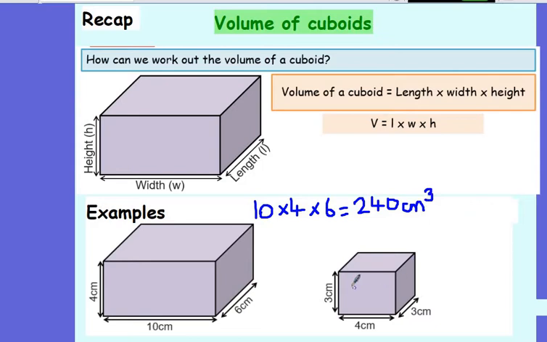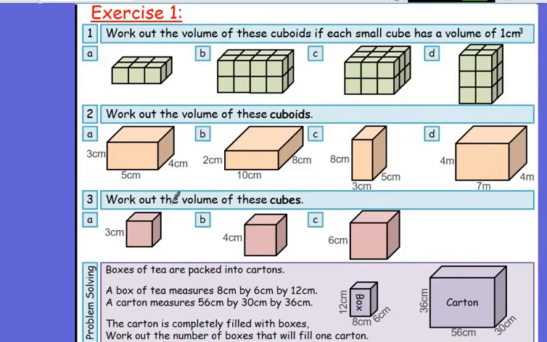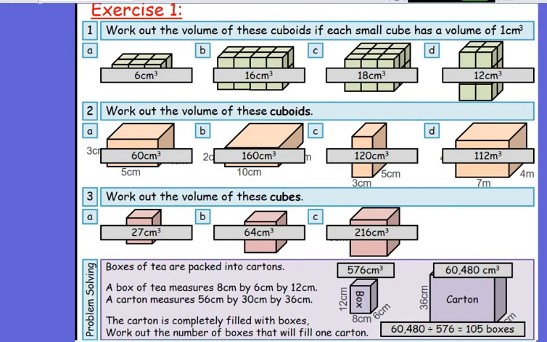For my second example, I've got 3 by 4 by 3. So I need to do 3 times 4 times 3, which gives me 36 centimetres cubed. Hopefully we can all remember that from our last lesson. Over to you, Year 8. In your light blue books, please pause the video for 10 minutes and have a go at these questions for me. And when you've finished, here are the answers. Please check your work and see how you did.